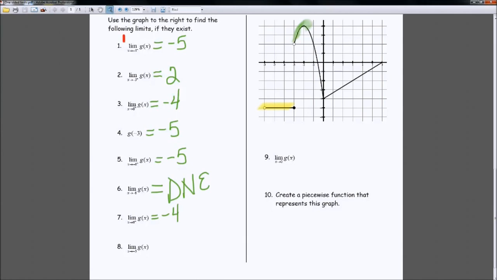On the left-hand side, our limit was equal to -5. On the right-hand side, it was equal to +2, which you can see on the graph, they're not lining up to the same y value. And so for number 8, since the left-hand limit does not equal the right-hand side limit, we're just going to write DNE. Doesn't exist.